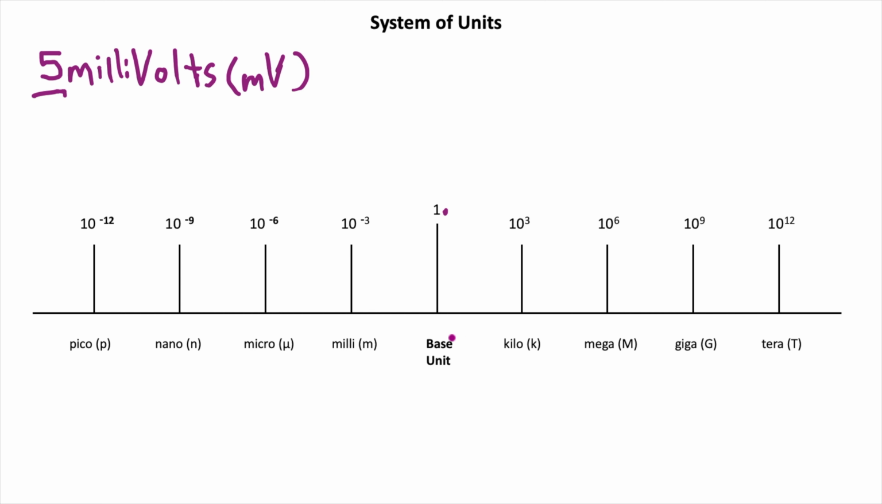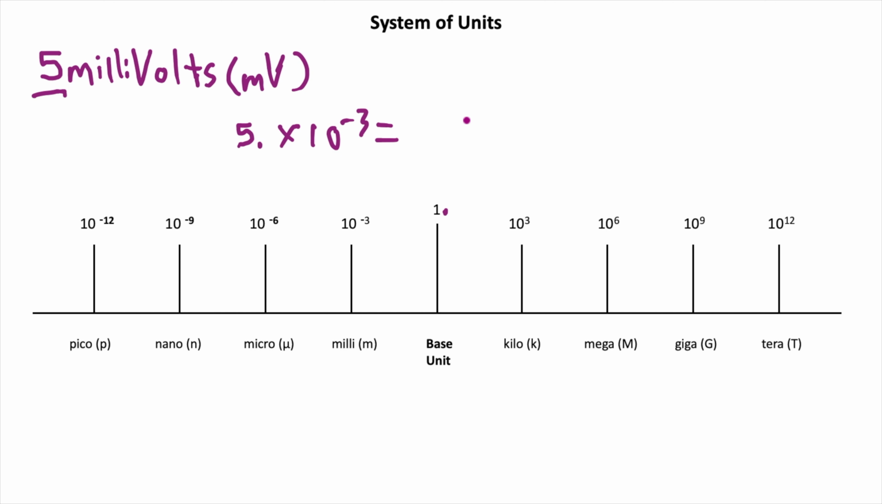So 5, we're going to go down to our base unit. It's going to substitute for 1 here. So we're going to have our 5, and we are going to multiply that by 10 to the negative third. The exponent moves the decimal to the correct place value location, making it easier to work with these values. So we know negative 3.